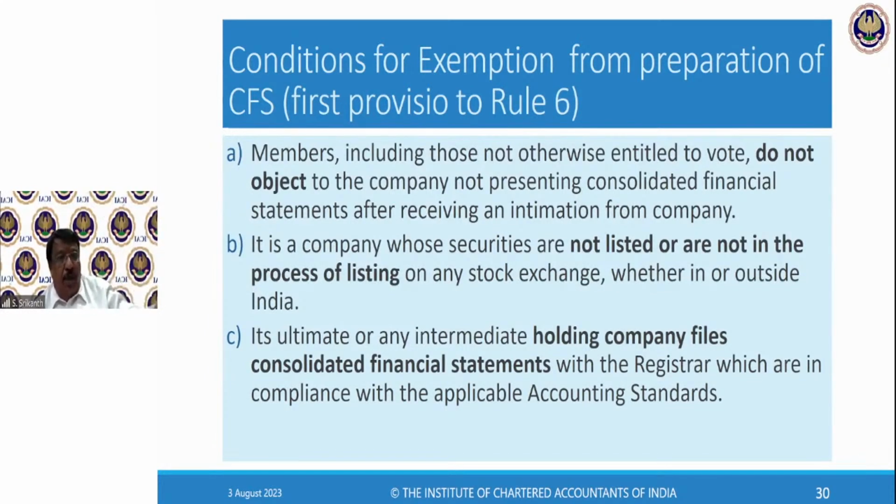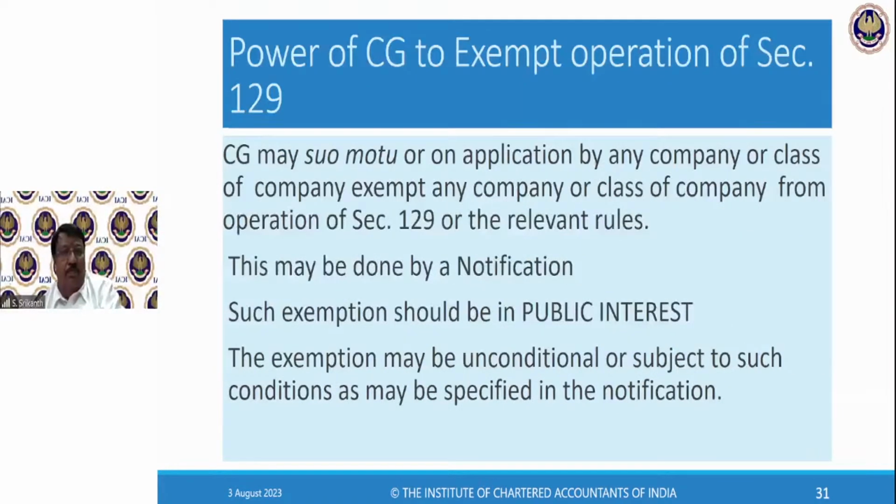A, below that B, below that C, below that D. A is the ultimate holding company. C is the ultimate subsidiary. D is the ultimate subsidiary. B and C will become intermediate holding companies. Got it? When the subsidiary holding is elaborate, then you will have all these things. In which case, if the intermediate holding companies or the ultimate holding company is consolidating, then the subsidiary need not consolidate, provided members do not object, and provided it is not a listed company or in the process of listing. Only then will this exemption apply.